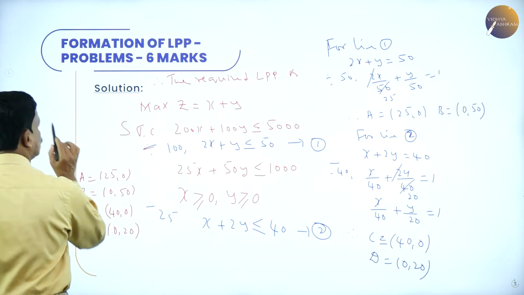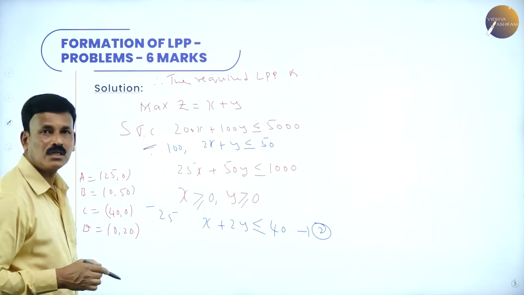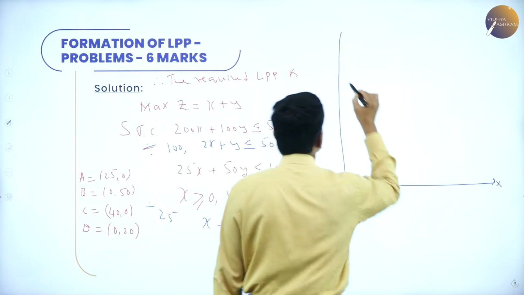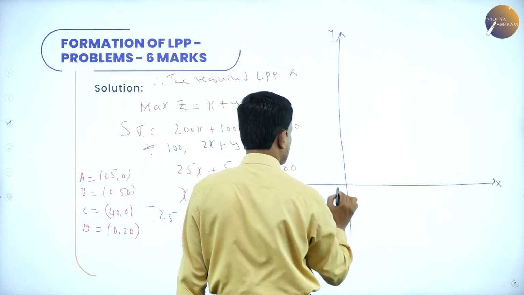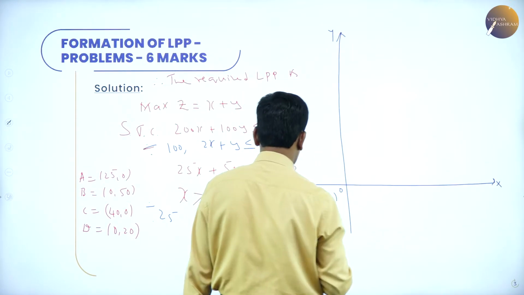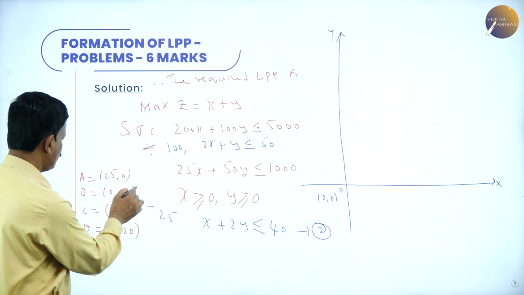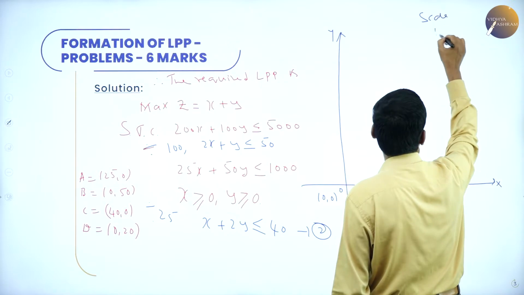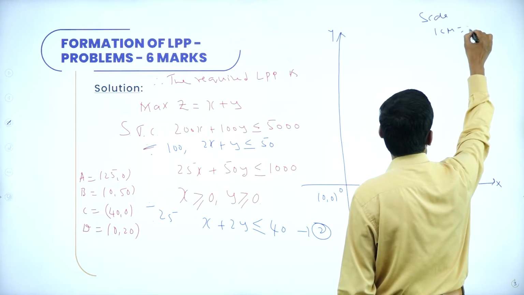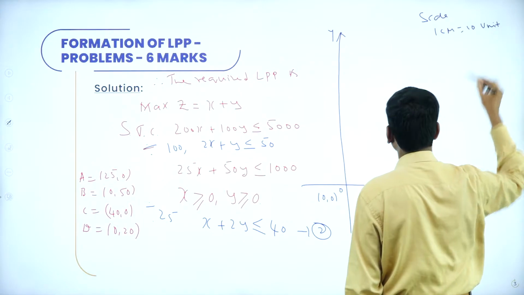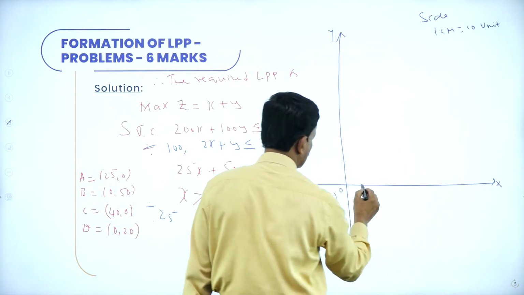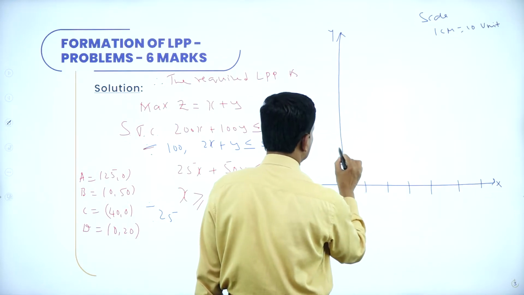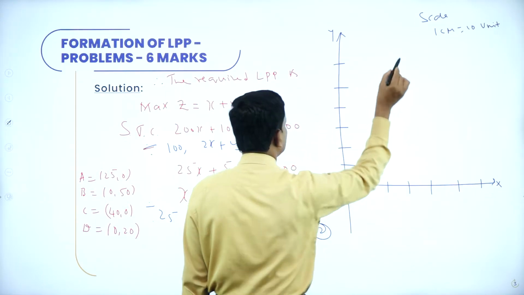Let me rub this, and I will draw the graph here. Now let us write down the graph for this: x-axis, y-axis, origin 0 comma 0. What is the maximum value? We have 50. So let us take the scale 1 centimeter equal to 10 units here. So here we have 10, 20, 30, 40, 50 and 60 on each axis.